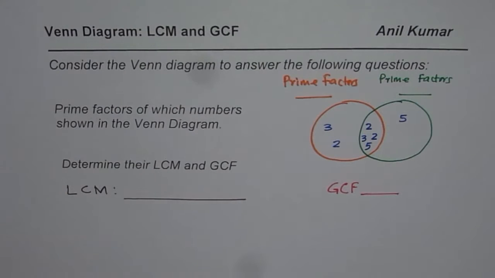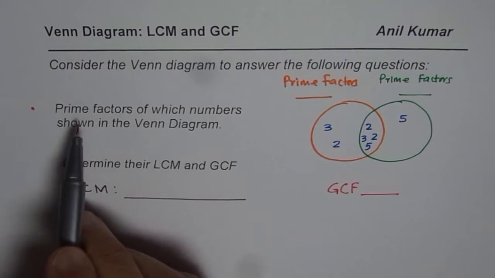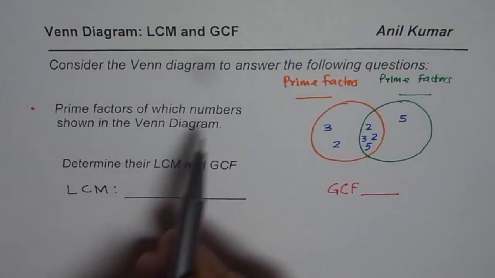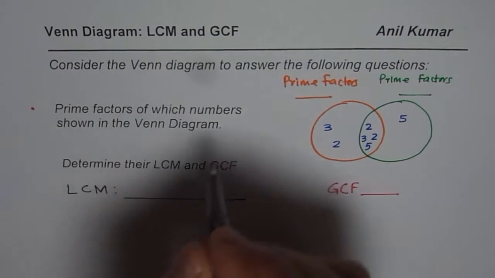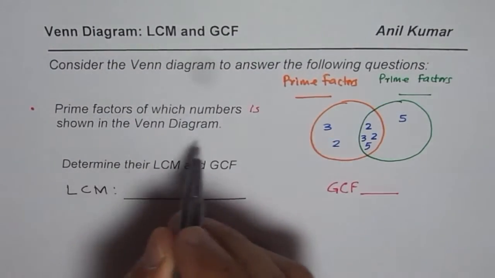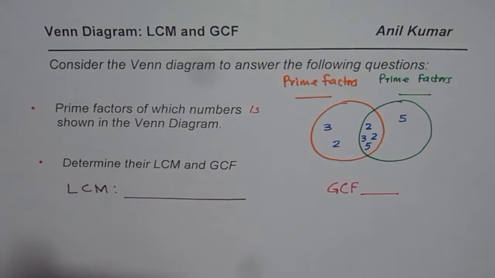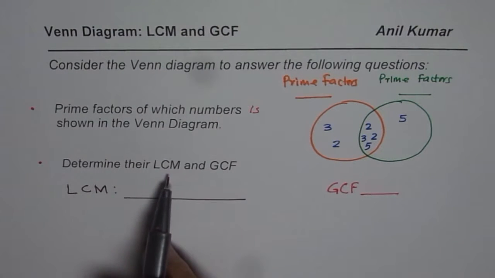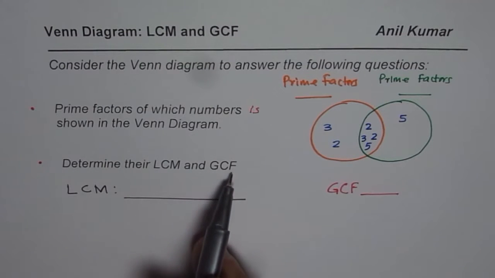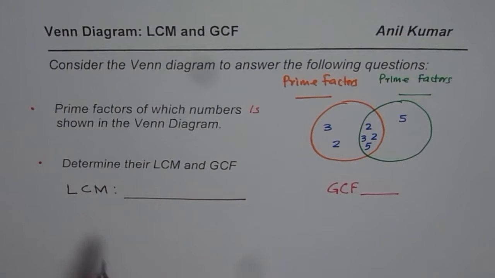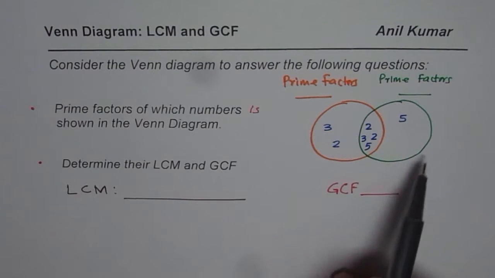So we have two questions here. The first one is, prime factors of which numbers is shown in the Venn diagram. And the second question is, determine their LCM, lowest common multiple, and GCF, greatest common factor. This is the Venn diagram shown.